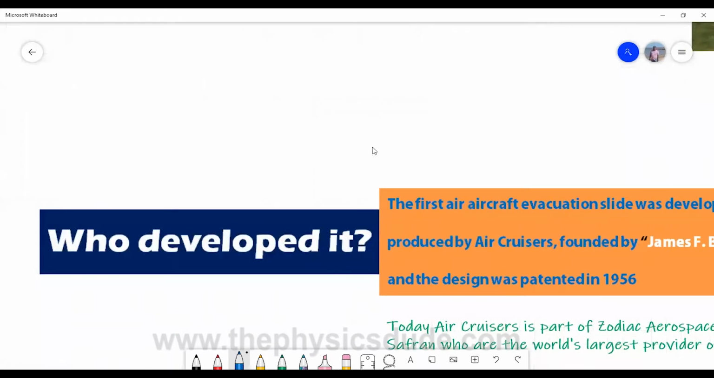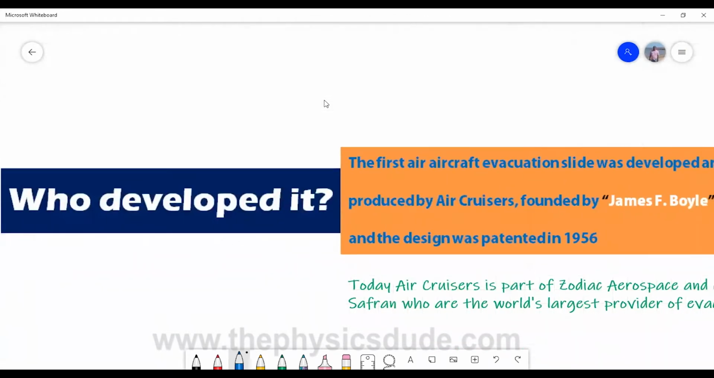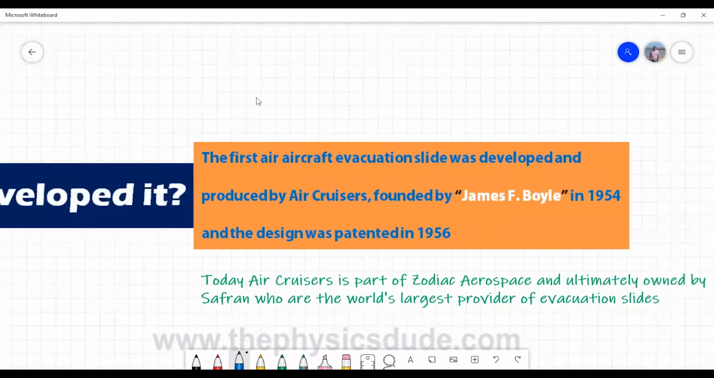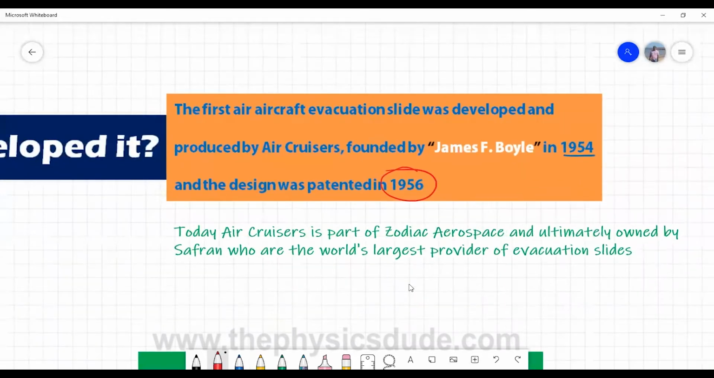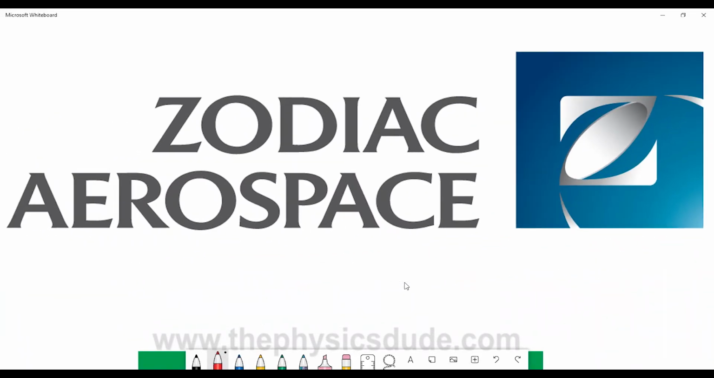Yes, let me talk about who developed it for the first time. The first aircraft evacuation slide was developed and produced by Air Cruisers, a company which was founded by a man called James F. Boyle in 1954. And he applied for a patent. He got the patent in the year 1956. Now this company was taken over by a company called Zodiac Aerospace.